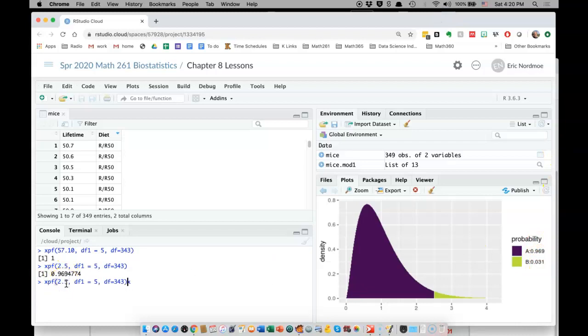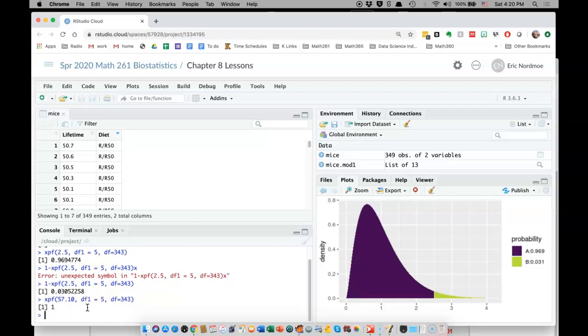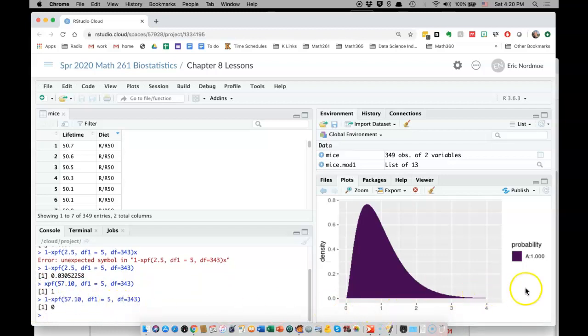If you wanted, you could do the 1 minus as we did before. What did I hit? Oh, I have an X there. 1 minus, and then we get the 0.030 out directly. Okay, so that was just made up data. The relevant picture for our case is the one like this. The probability to the left is 1, so to the right is 0. If you wanted to get it directly, you'd put 1 minus, and that would give you the probability in the right-hand tail. But suffice it to say, we can see by this picture that 57 is way out here.